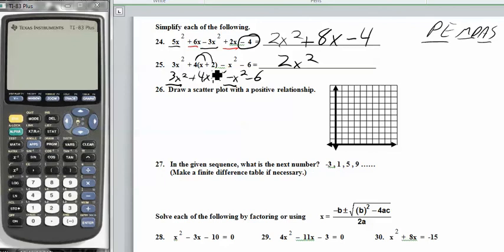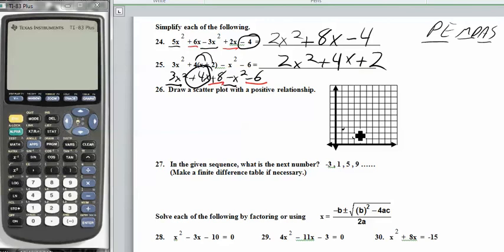Then our x's, there's only one of them here. So we're just going to write it down, plus 4x. And then our constants are ones with no variables. 8 minus 6 is 2. And we're done.